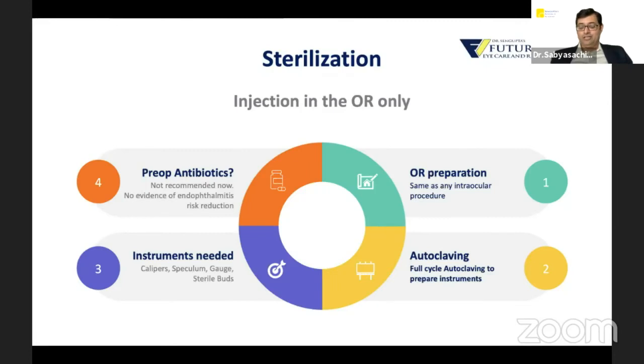And autoclaving can't be neglected either. A full cycle autoclave to prepare your instruments, just like you would for any other cataract surgery or any other intraocular surgery, is also imperative to minimize risk of infections.